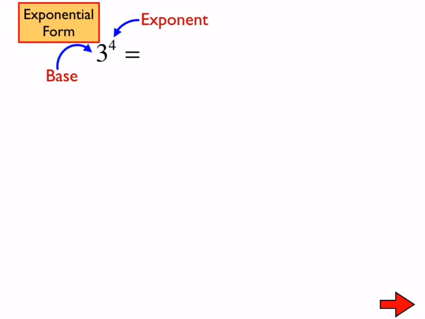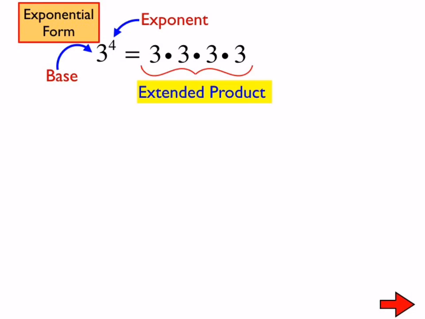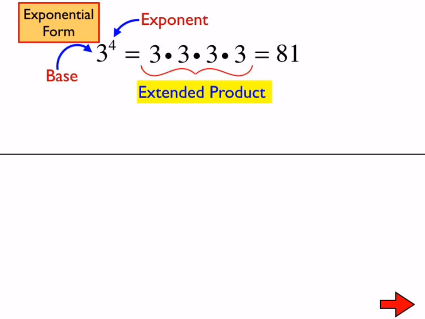And 3 to the 4th power in extended, or sometimes it's called expanded, as an expanded or extended product, is 3 times 3 times 3 times 3, which we all knew from 6th grade. And once again, we call that an extended or expanded product. And then if we're asked to simplify or evaluate it, it would evaluate to 81.